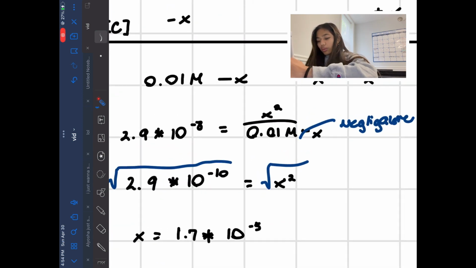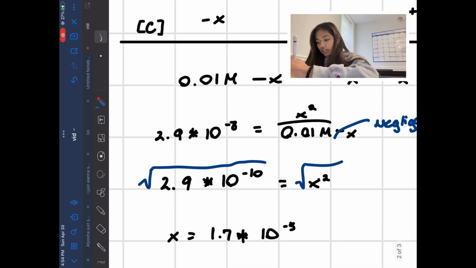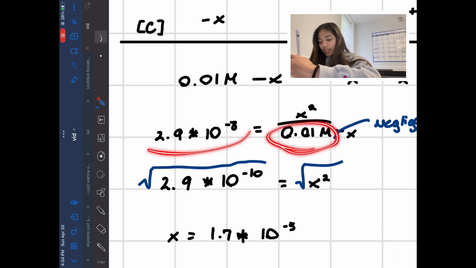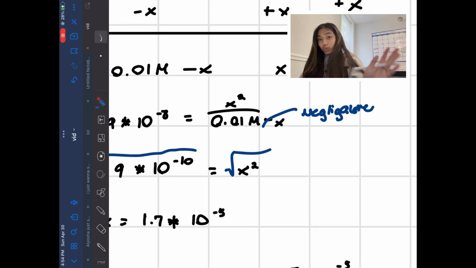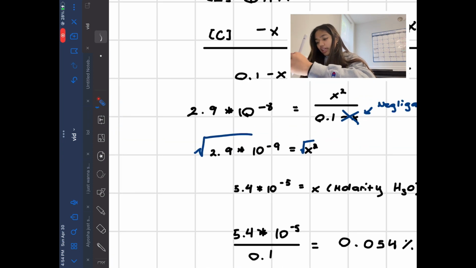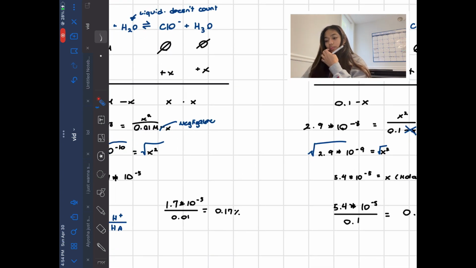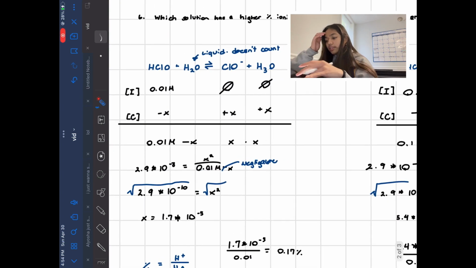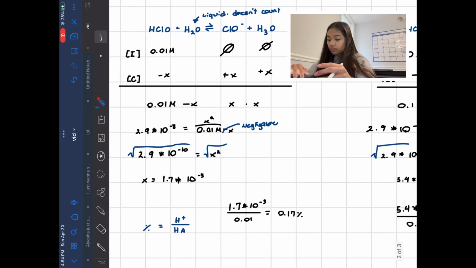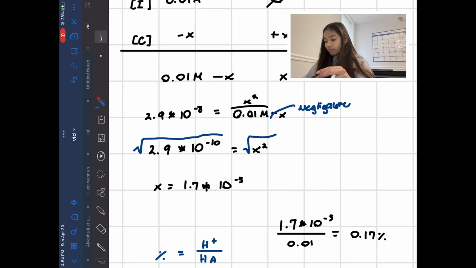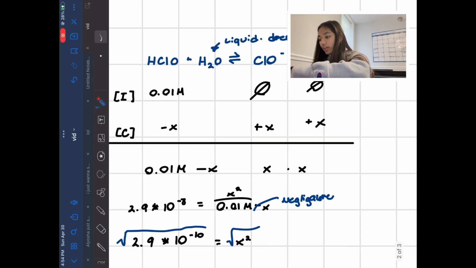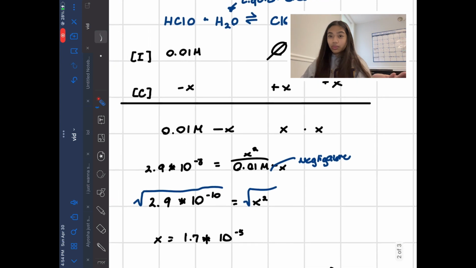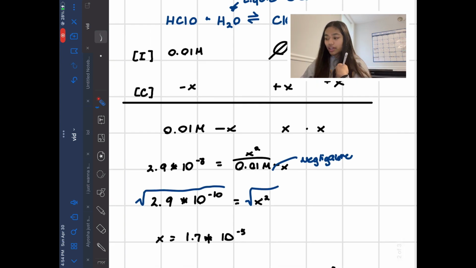So how we do this, we'll multiply this number by this number so that we get X squared alone. And we do that for the other side. And then we square root it to just get X by itself. And our X value is 1.7 times 10 to the negative 5, which is our H3O, or it's our ClO minus, but we are trying to find the percent ionization for acid.